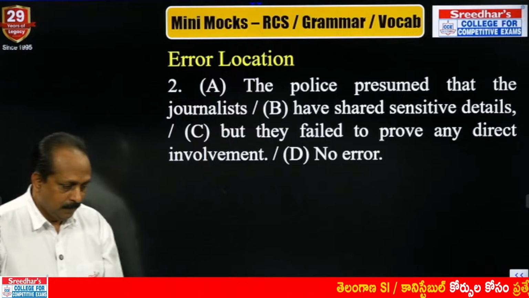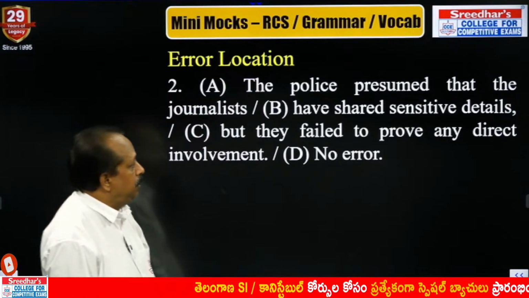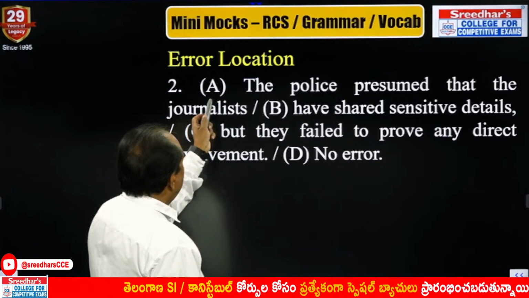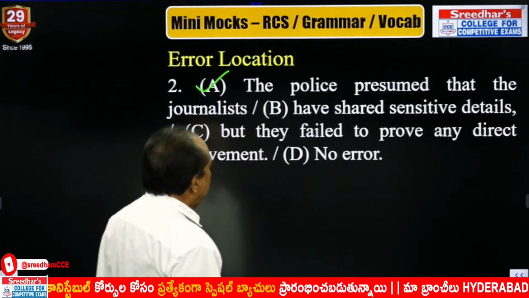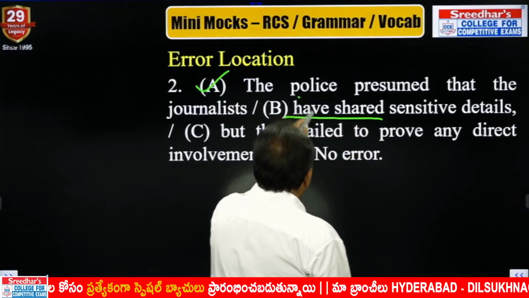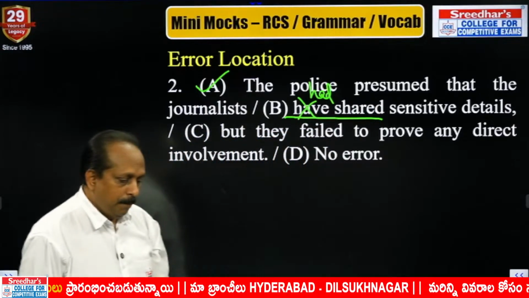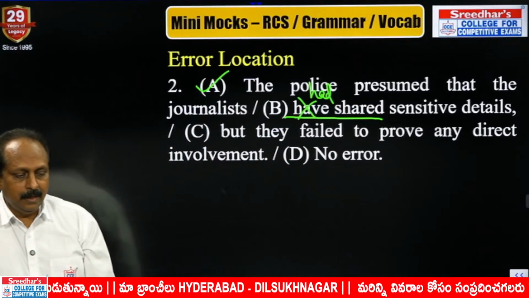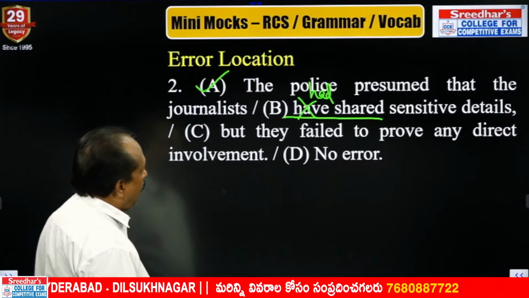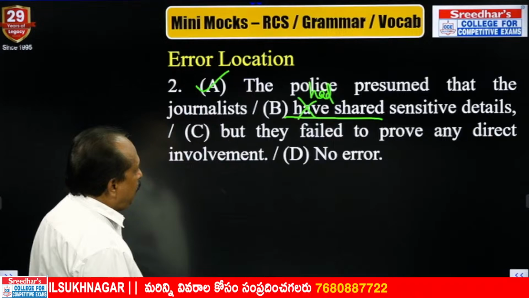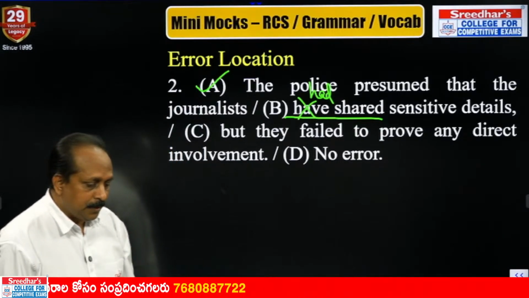Sheikh says B. What is wrong with B? Here, this is A. The police presume that the journalists, nothing wrong, have shared. Here we cannot use present perfect, we have to use past perfect. Based on that, it is not "have shared", it is "had shared". They presumed what? That the journalist had shared sensitive details, but they failed to prove any direct involvement. We have to use past perfect tense, not present perfect tense.